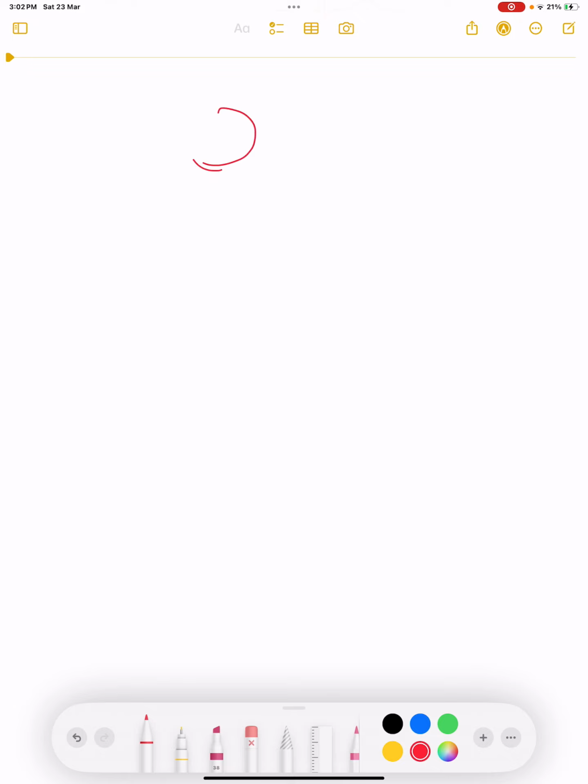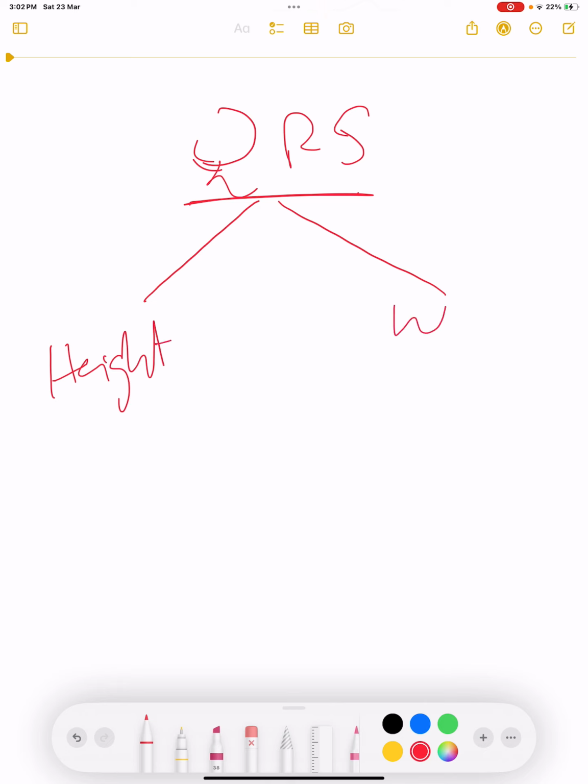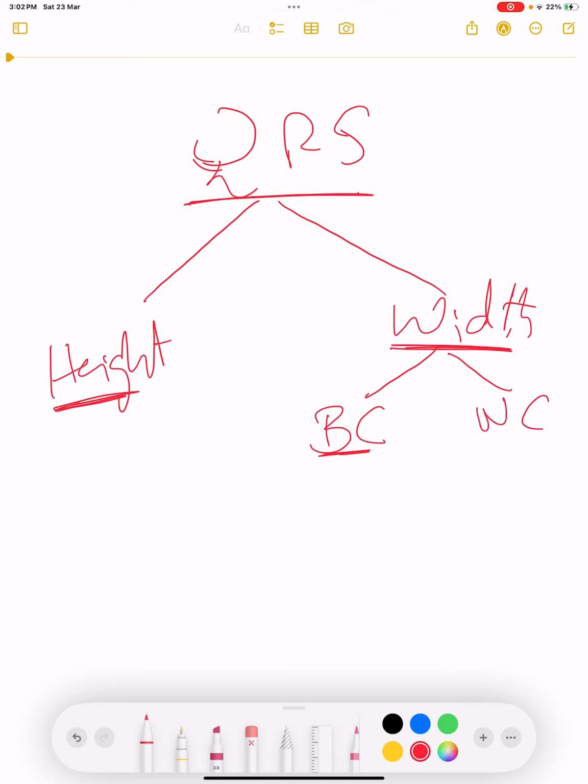Let's discuss QRS complex in detail on our whiteboard. So this is the QRS complex. A QRS complex is important in two aspects. We have to look at the height of QRS complex and at the width of QRS complex. As far as width is concerned, on the basis of width it is regarded as a broad complex or narrow complex. It can be broad complex, it can be narrow complex.